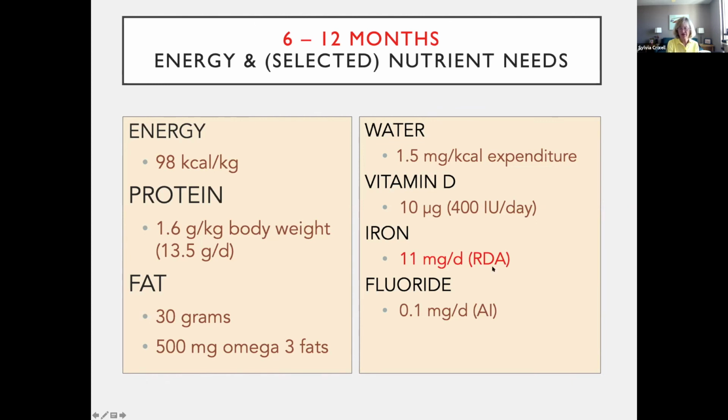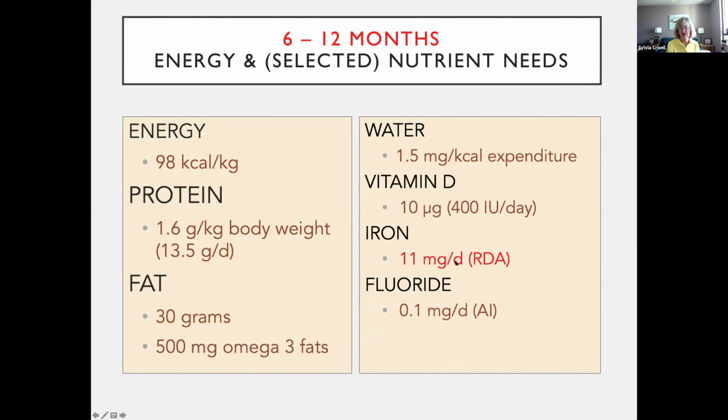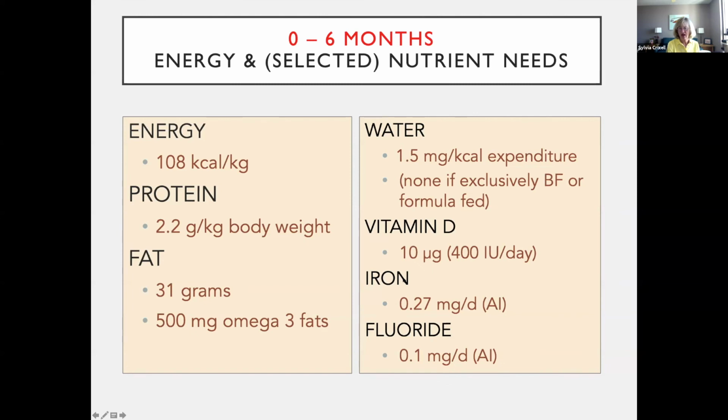Look at the iron. So go back. For 0 to 6 months, the iron is 0.27 milligrams per day. If you move forward, it is 11 milligrams per day starting at 6 months. That's crazy difference, right? Now, what happens, we talked about it briefly, is that infants are born with pretty good iron stores that last. If it's a full-term pregnancy, a lot of iron is not needed. Enough is provided by breast milk till about 4 to 6 months if they're born with good stores.